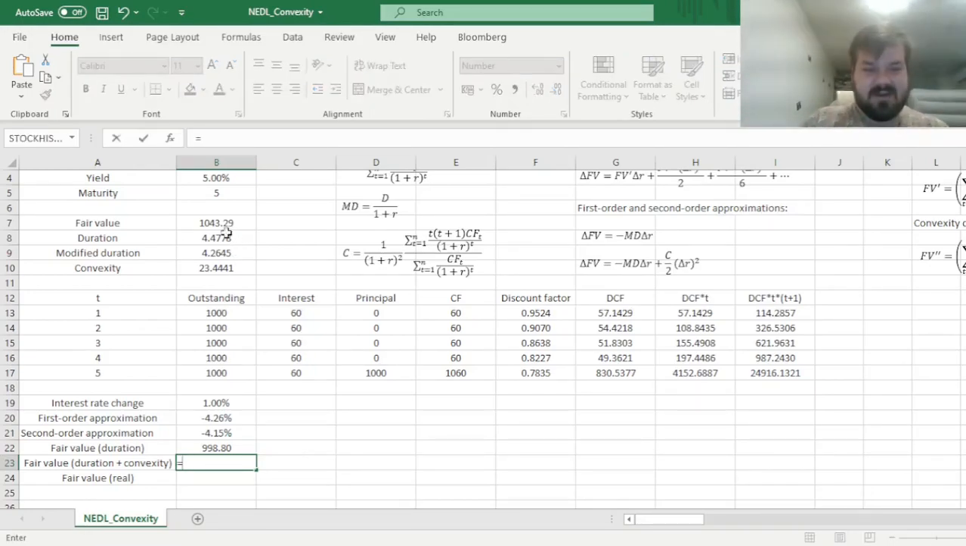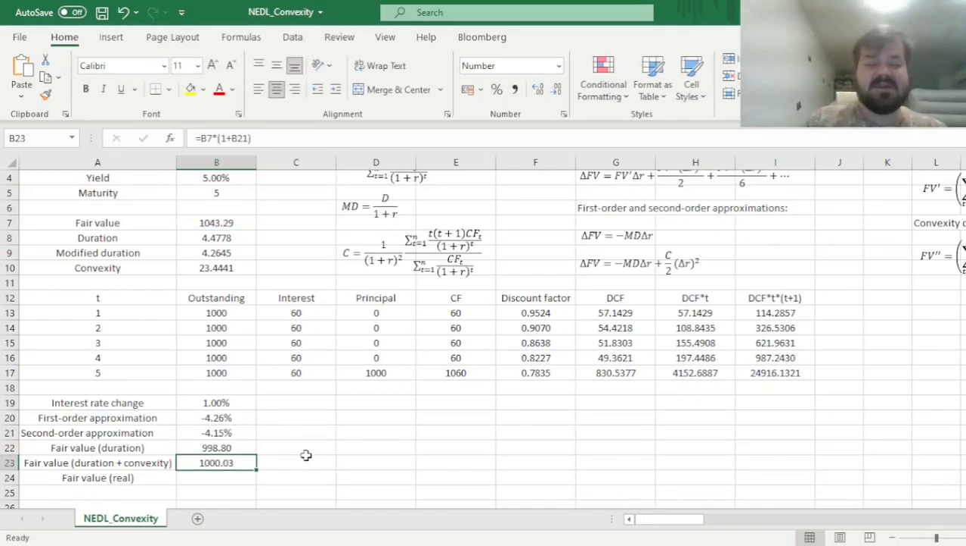And for the second order approximation, we can see that our approximated bond value is exactly $1,000.03. So while the first order approximation is $1.2 off, the second order approximation is only 3 cents off. It means that this is, again, much more precise of an approximation.